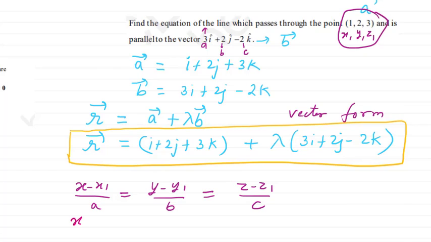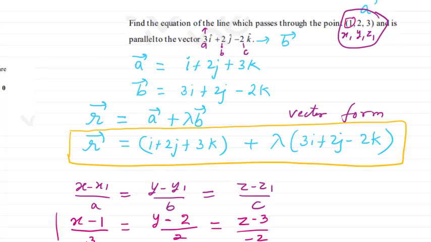So here x minus 1, I've told you that you will get from here. So that is (x minus 1) divided by 3, and then (y minus 2) divided by 2 equals (z minus 3) divided by minus 2. So that is the Cartesian form.